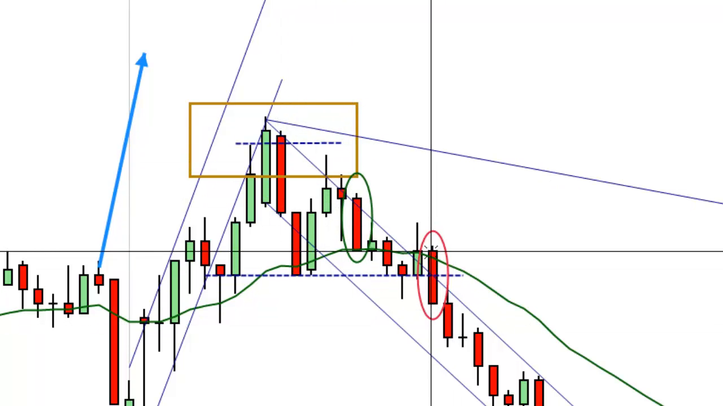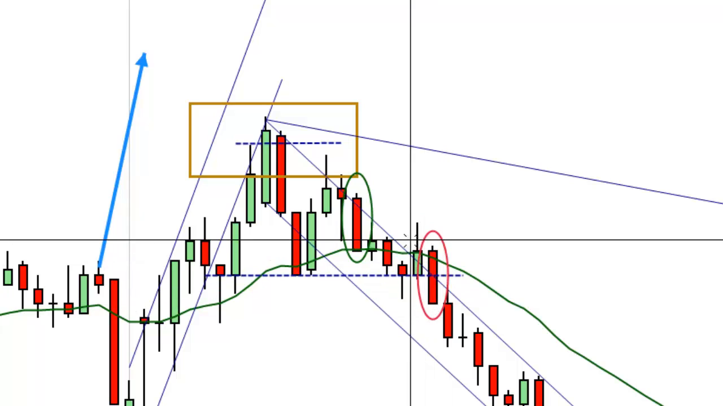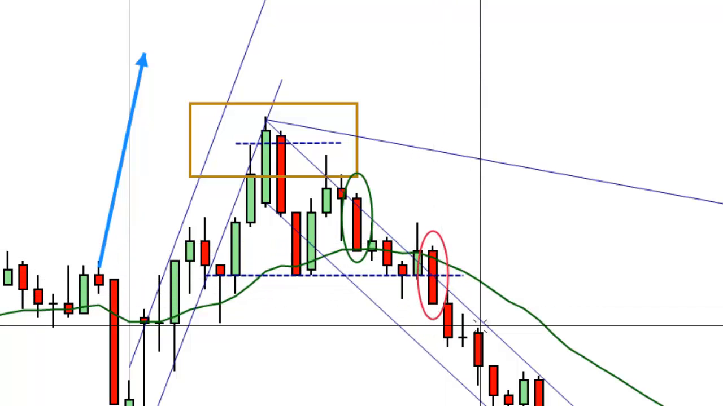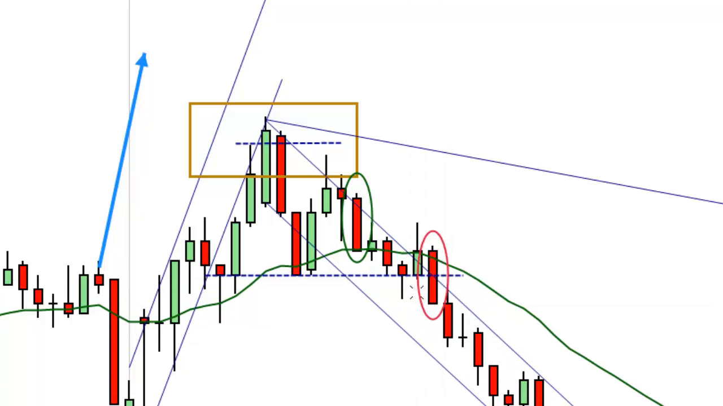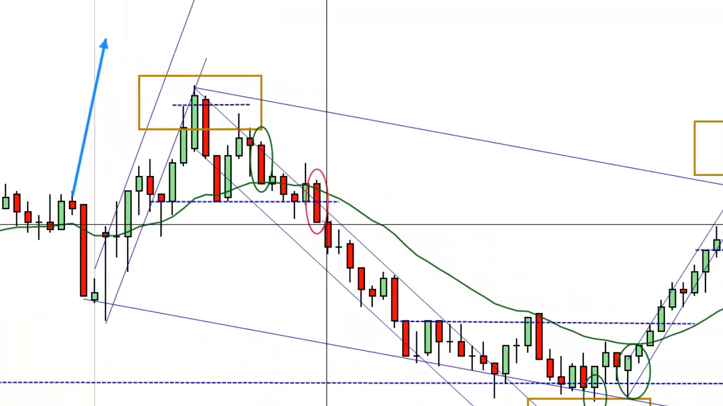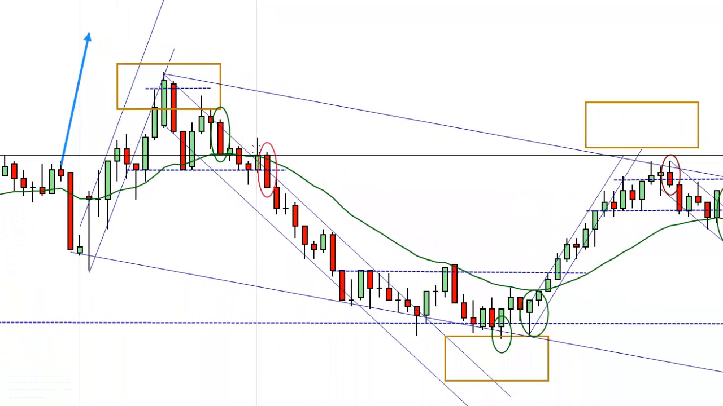It's not a real clean break of this area. This broke above it, but not by a very big degree. This is closed within this channel. So you want to see it close outside the channel before you consider it a real true break of this channel. I wouldn't necessarily count this one right here.